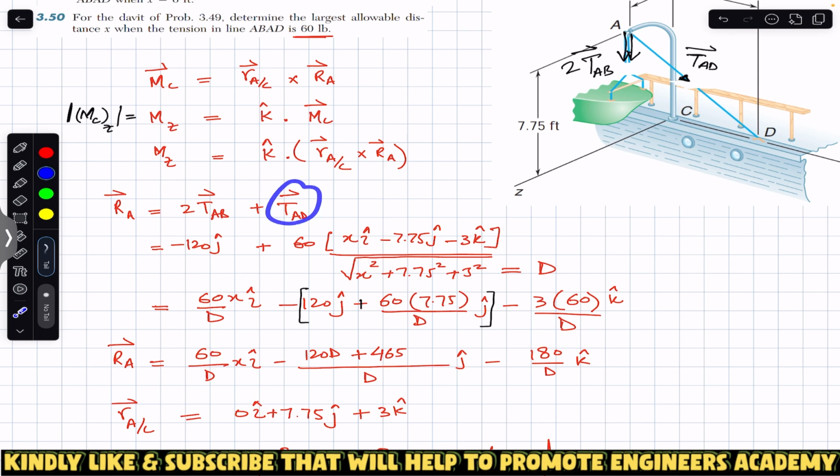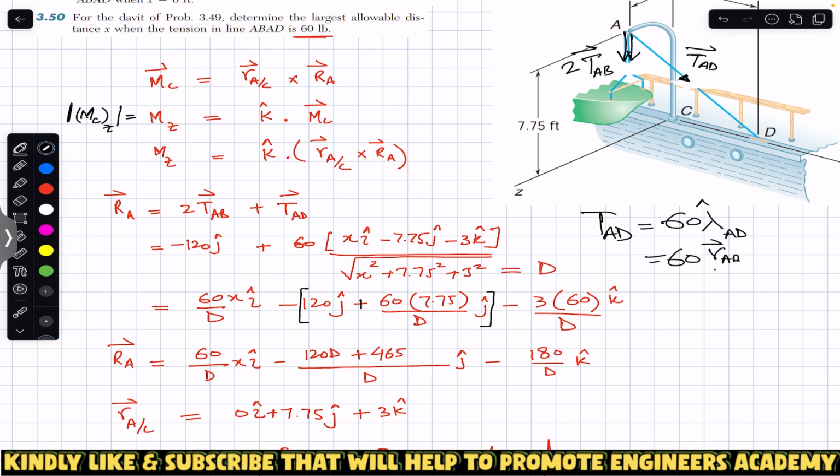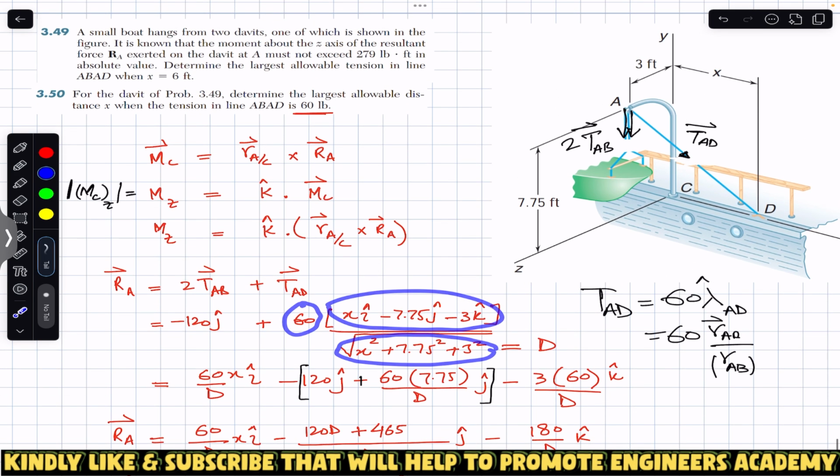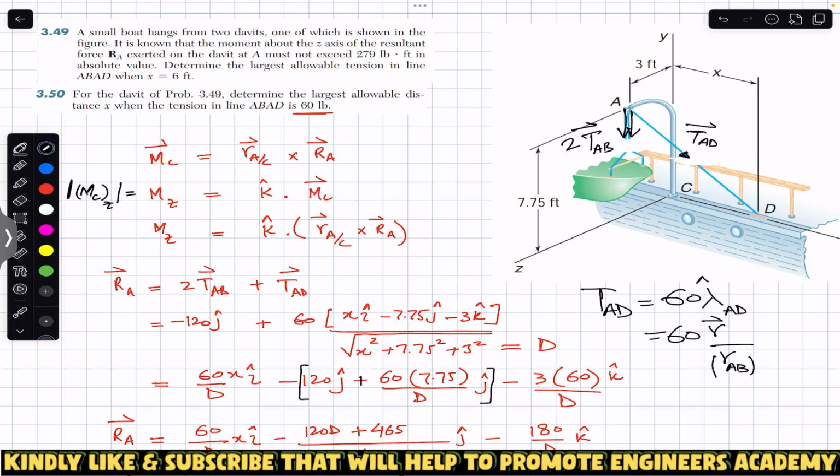Similarly, TAD will be equal to 60, since the magnitude of the tension in the cable is 60, times the unit vector from A to D. The unit vector from A to D is the position vector divided by the magnitude of that position vector. So here you can see this is 60, the magnitude, and this is the position vector, and this is the magnitude of that position vector. Now, the position vector from A to D, sorry, this is A to D, right? We are going to find TAD. So the position vector from A to D divided by the magnitude of the position vector from A to D.